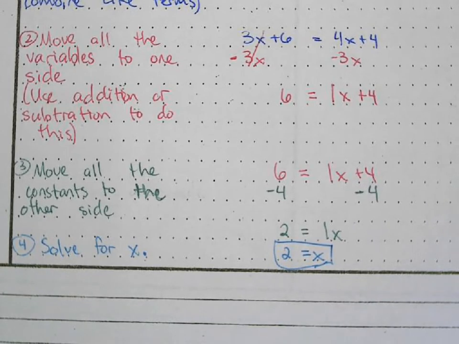But that's how we're going to solve with variables on each side. We're just trying to move x's to one side of the equation. We'll move all our constants to the other, and then just go through our solving motions.